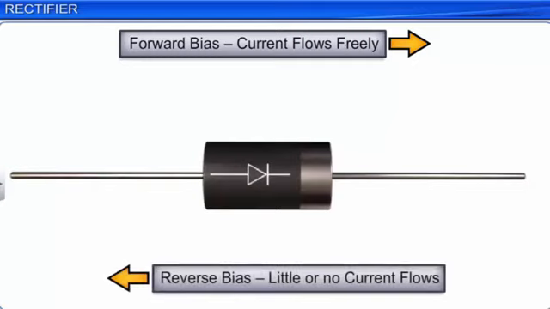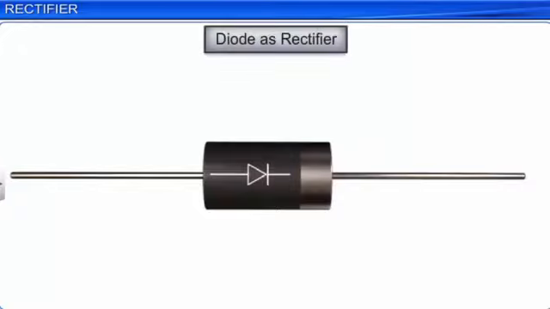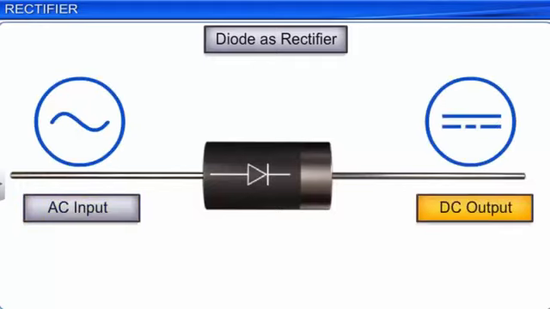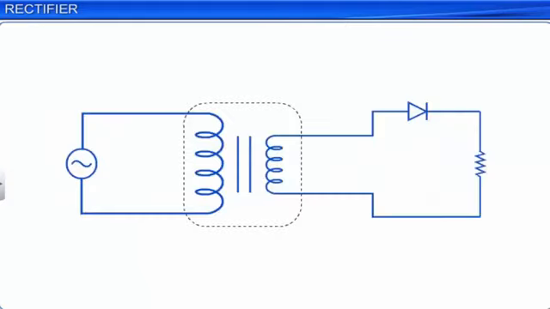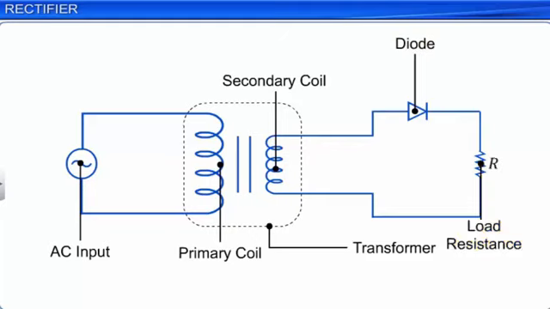This property allows a diode to work as a rectifier. A rectifier is a device that converts alternating current into direct current. Now, let us consider a circuit in which an AC input is connected to the primary coil of a step-down transformer. A diode is connected in series with a load resistance R across the ends S1 and S2 of the secondary coil of the transformer as shown.